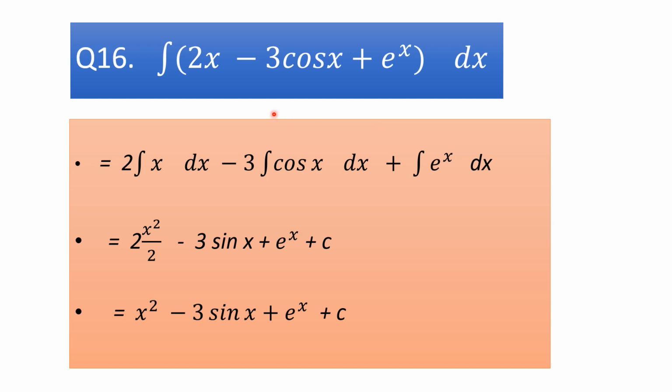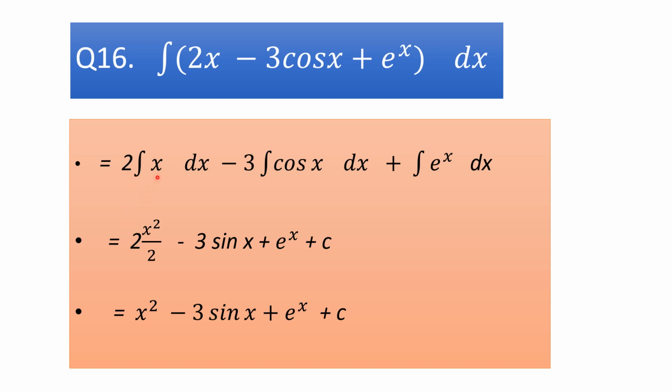What does this say? 2x minus 3 cos x plus e power x dx. Very simple. You don't need to factorize. You don't need to take common anything. So you can reframe it to integration of x dx minus 3 integration of cos x dx plus integration of e power x dx. So this 2 will get copied here as it is.